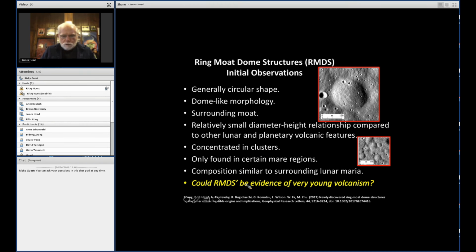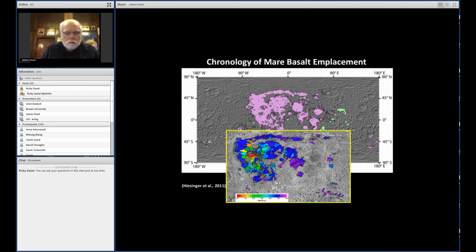So could RMDSs be evidence of very young volcanism as well? This is really amazing. We don't know. We need to land on these things. We need to sample them. We need to explore them. We need to understand the processes engaged here.